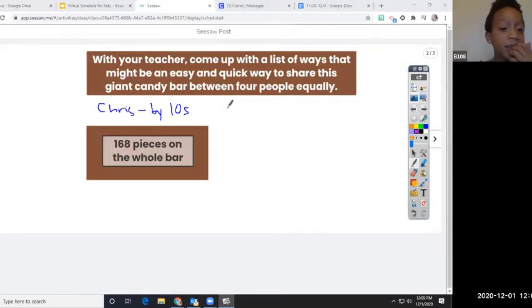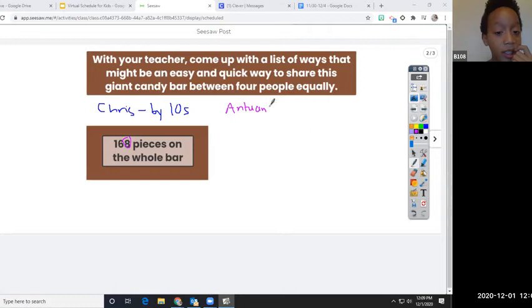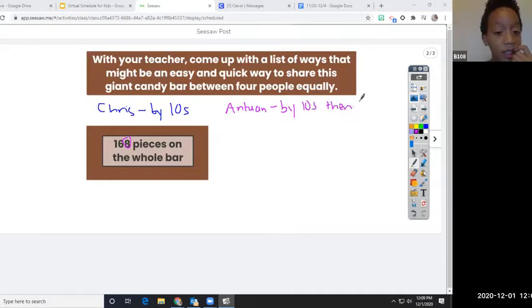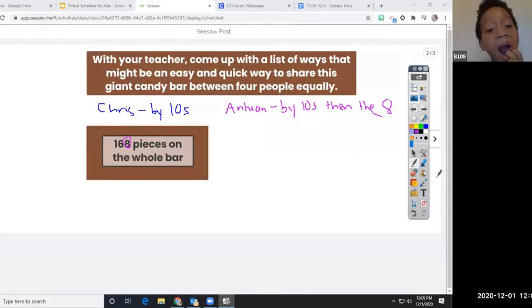Divide it to 10 and take away the 8. So you're saying do tens and then split up this 8? Okay, so by tens, then split the 8, because you know the 8 isn't going to be split by 10. Okay, so Anton's given us an idea.